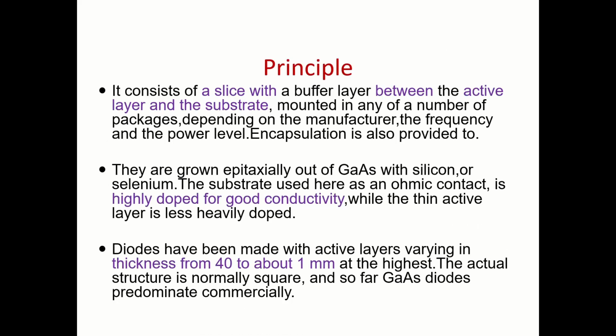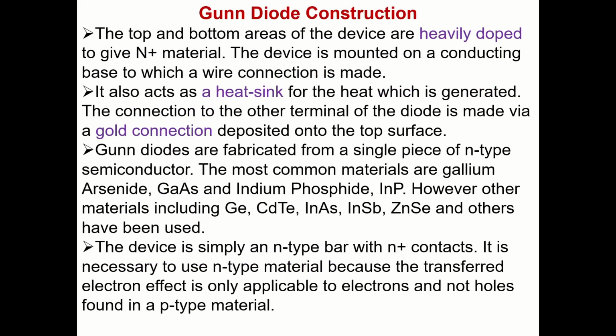Also we have discussed the principle of the Gunn diode. It consists of a slice with a buffer layer between the active layer and substrate, which is mounted in any of a number of packages depending upon the manufacturer, the frequency and the power level. So let us see the next.